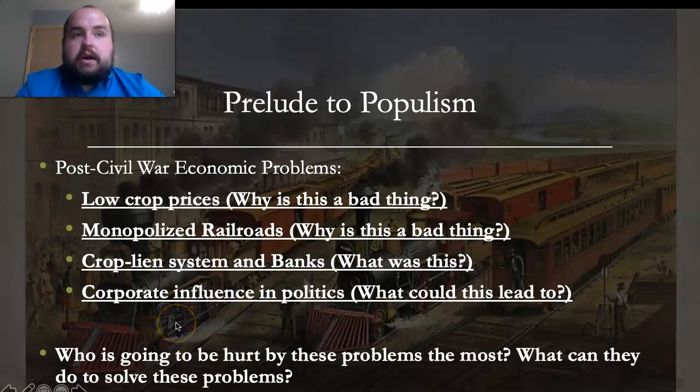Finally, and this is something we'll talk quite a bit about over the next couple of weeks, there was a strong corporate influence in politics at the time. What typically happens when there's a big corporate influence in politics? Think about what all the politicians say in their campaign speeches when they talk about ending corporate influence. What are they trying to do?